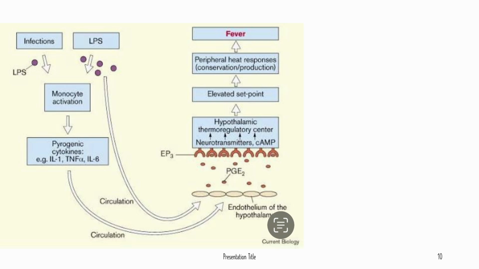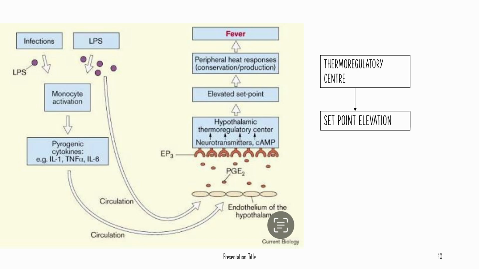So we will see what is happening in the hypothalamus. The hypothalamus has the thermoregulatory center. So the production of PGE2 is going to act on the EP3 receptors in the hypothalamic regulatory center. As a result of this activity, there is going to be an elevated set point. So the internal thermostat is set at a higher point. Normally it is at 37 degrees Celsius. Now it is elevated to 39 degrees Celsius.